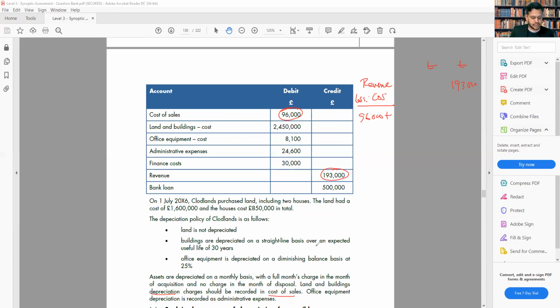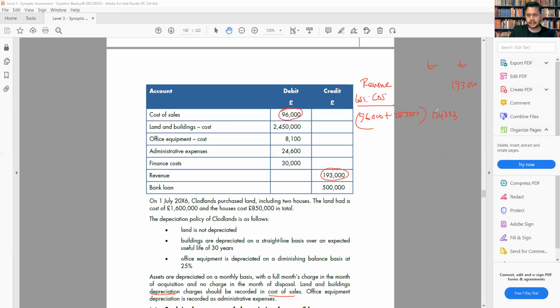So we already have the depreciation. The depreciation we have, 28,333 for the building. We added this to find how much is the total for the cost of sales. So 96,000 from the question and 28,333, that depreciation we have calculated on the building. So that will give you 124,333. So that's my cost of sales.